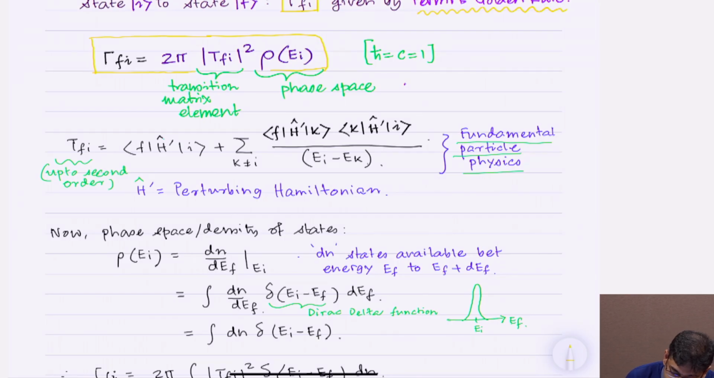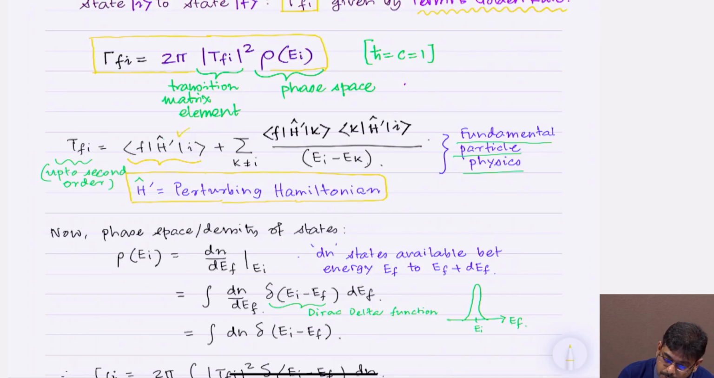So, what is the transition matrix element? This transition matrix element, or whatever we call T Fi, is basically the sandwich of states F and I with H prime, which is called the perturbing Hamiltonian, which is causing this transition from state I to state F. So, the total Hamiltonian is H equal to H naught plus H prime, and the perturbing Hamiltonian is the one which causes this transition from state I to state F. The first order term is essentially <F|H'|I>.